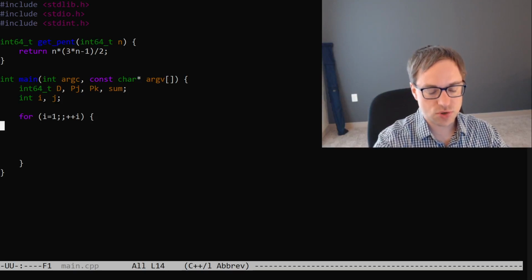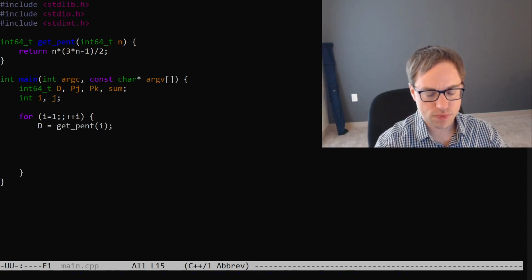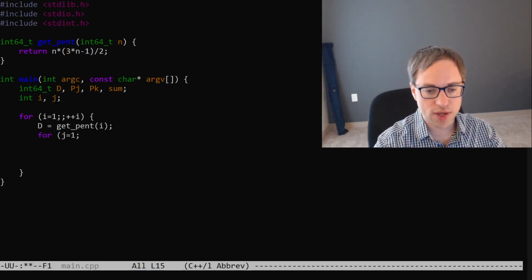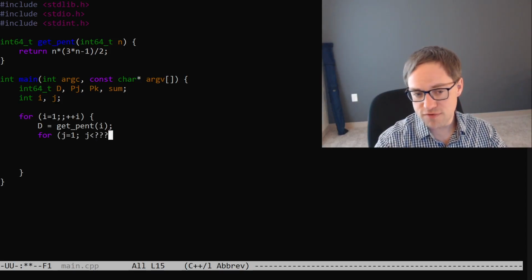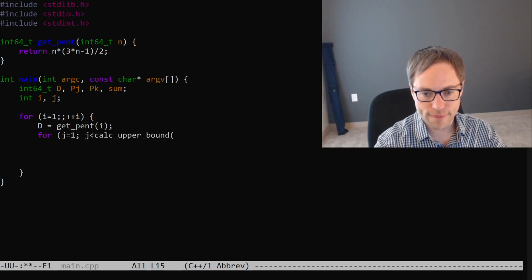Okay, so let's say d is equal to get_pent(i). And now we'll want to iterate over possible values of j. So we'll say for j is equal to 1, j is less than question mark. For now, let's just put in a placeholder. We'll say calc_upper_bound, plus j.